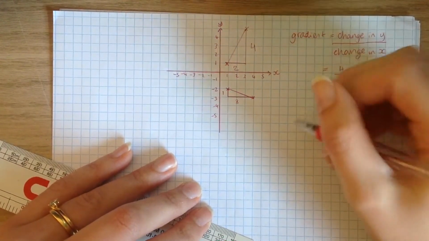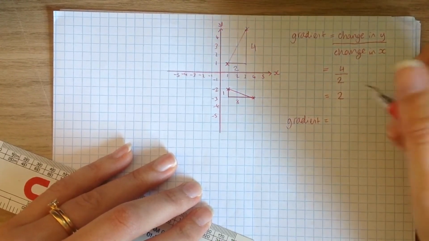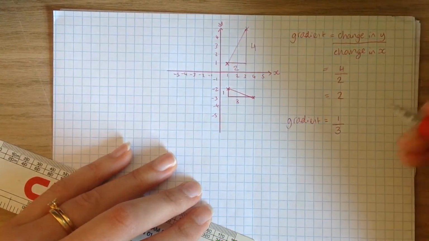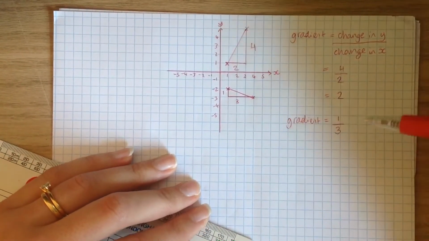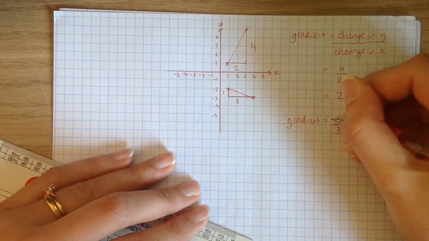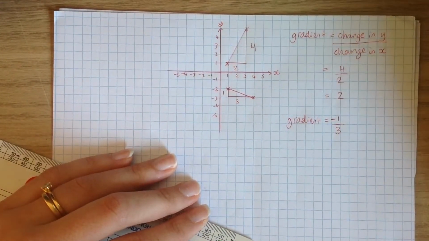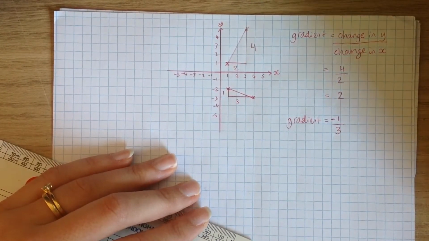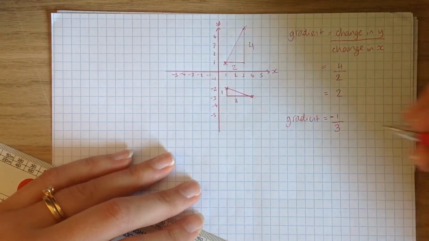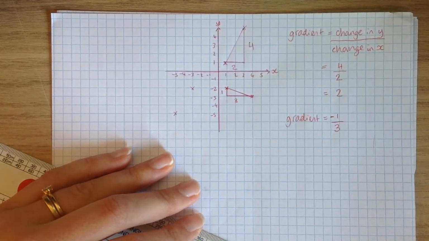So to find my gradient, we say change in y, which is 1, divided by the change in x, 3. Now that's a fraction, 1/3. But this triangle is sloping down, which means that it's got a negative gradient. If it's going up, it's positive. If it's going down, it's negative. We can do this without having to draw a graph, and I'm going to show you how to do that now.